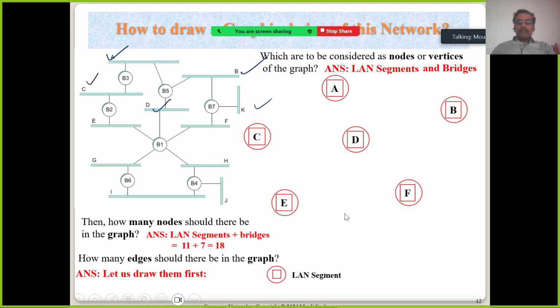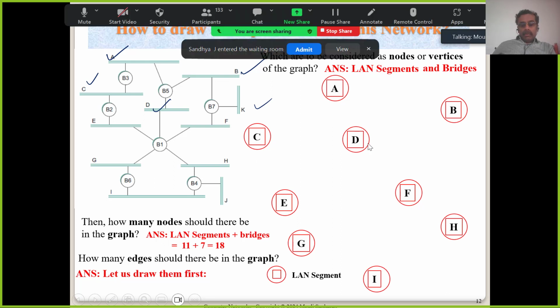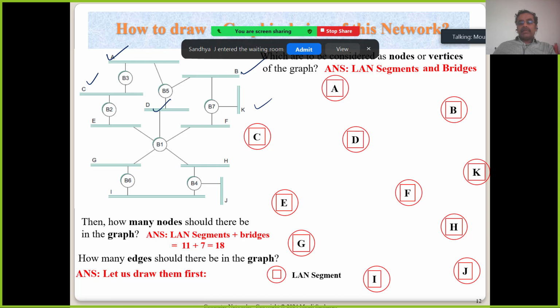So you can see that they are located more or less close to where they are in the physical picture I have shown you. This I have taken from the reference book, so you can always get back to that book and you will see more explanation there. Now I have drawn all the LAN segments, I think. J is also done, K is also done. All of them are done. Now we will insert those bridges in that.